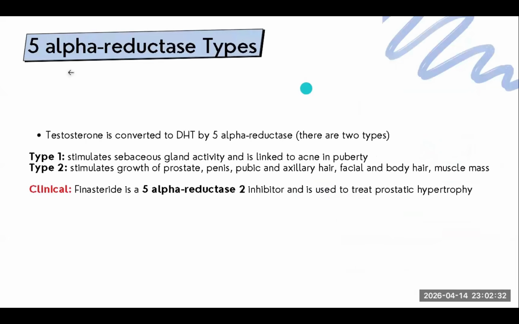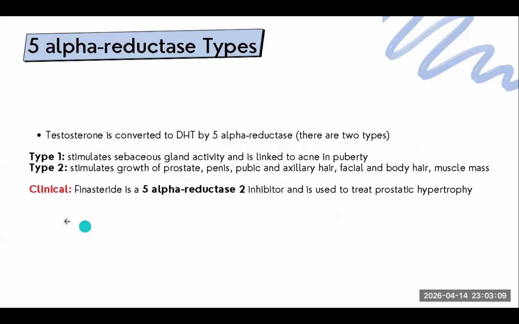Now, I told you guys to remember 5-alpha reductase. It came back to us. So, 5-alpha reductase converts testosterone to DHT. And we have two types of 5-alpha reductase. The first type is type 1, and it stimulates sebaceous gland activity and is linked to acne in puberty. Remember this, acne in puberty, very high yield. Type 2 stimulates the growth of the prostate, the growth of the penis, pubic and axillary hair, facial and body hair, and it increases muscle mass, everything else basically.